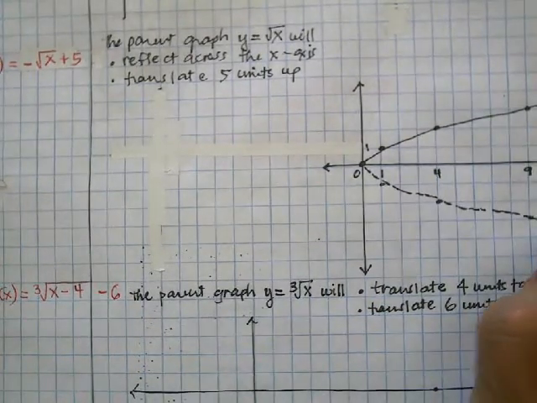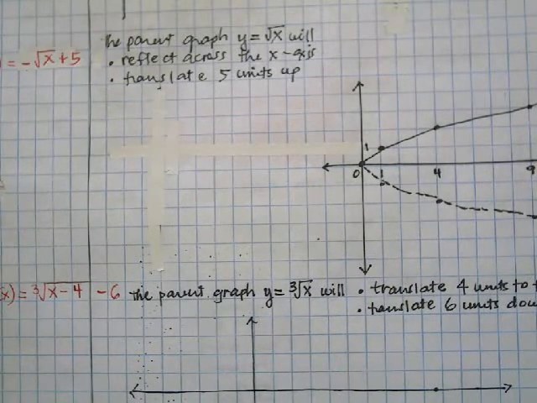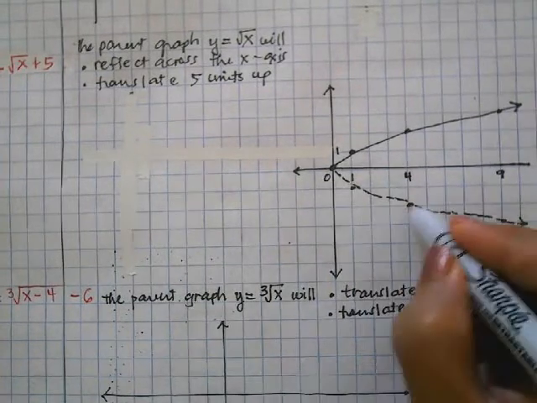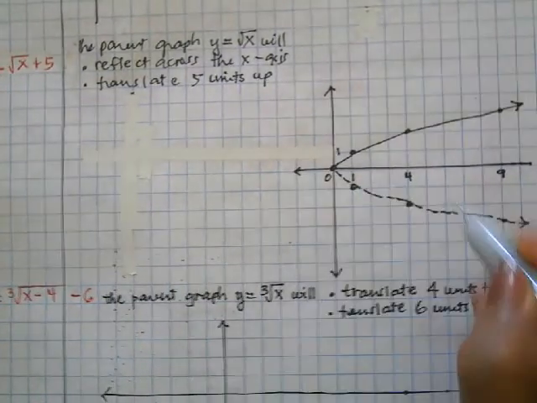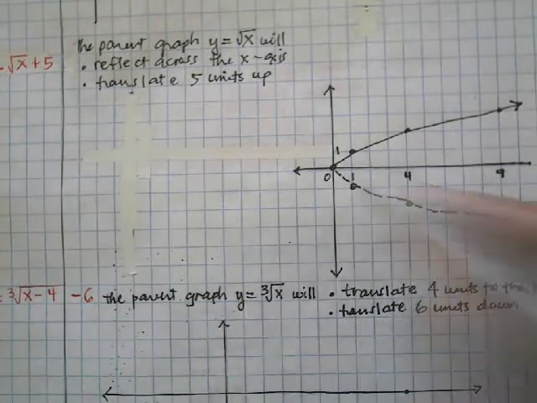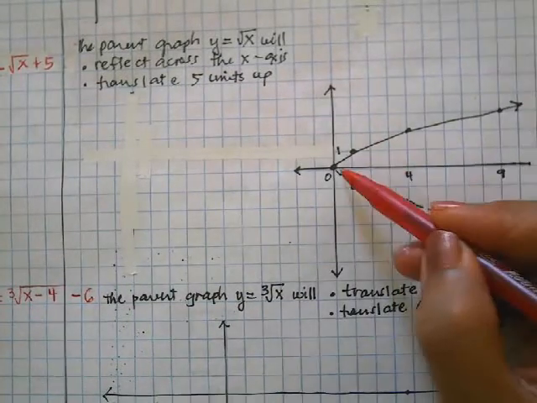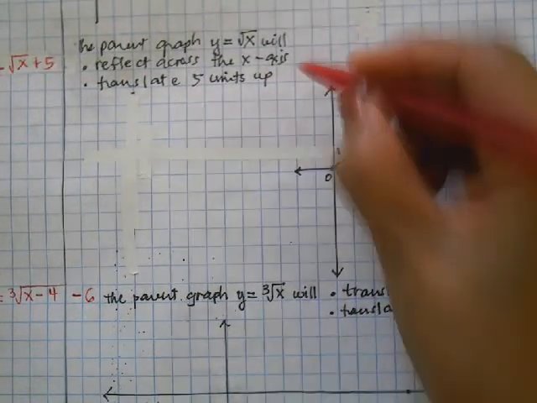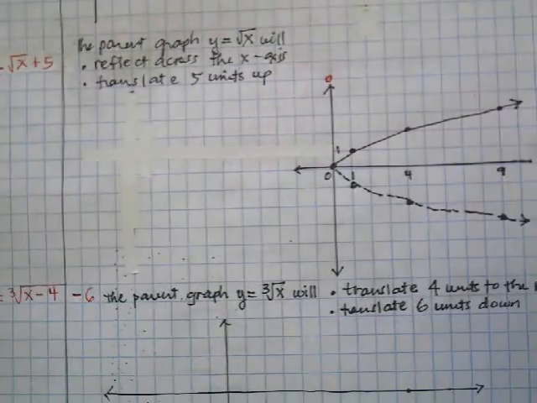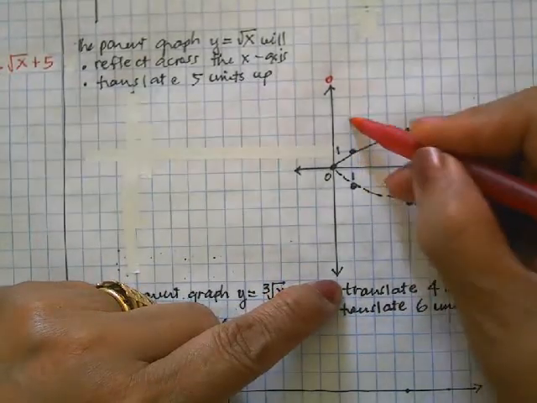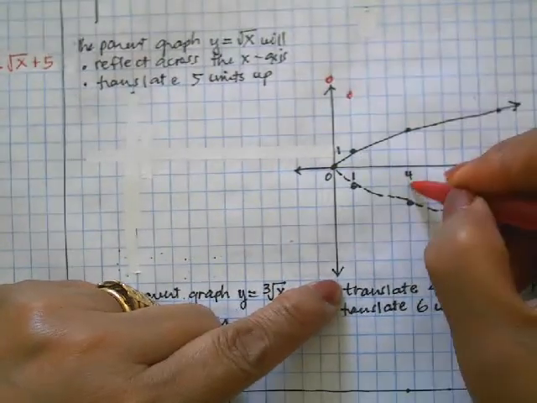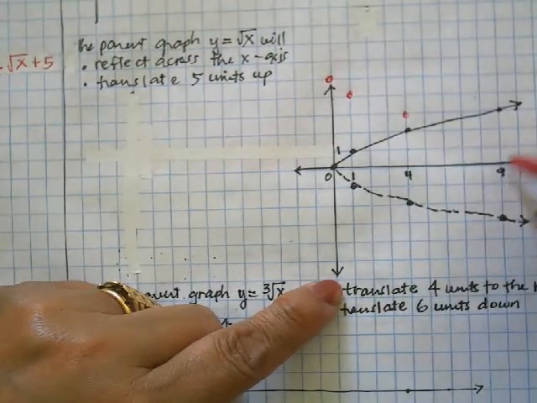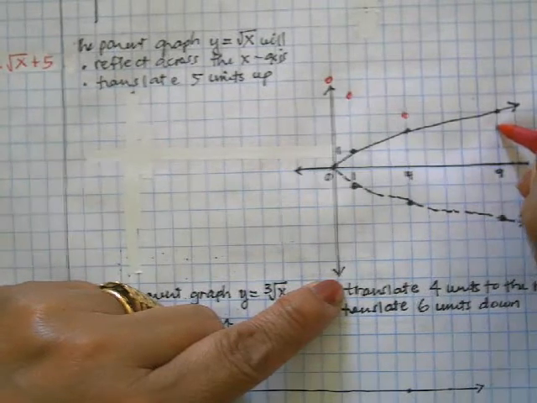Okay, so that is our first transformation, and then we're going to translate it 5 units up. So we're going to translate these points 5 units up. We can use the red. So this will be 5 units up: 1, 2, 3, 4, 5 here, and then this one, 1, 2, 3, 4, 5, and so on for the other points.